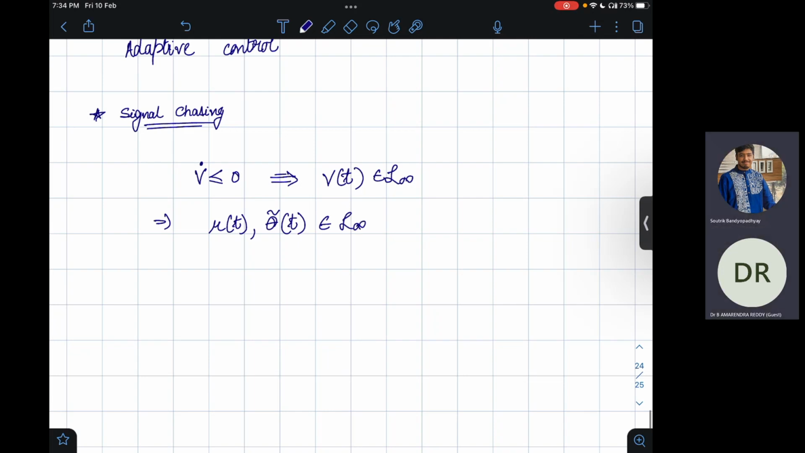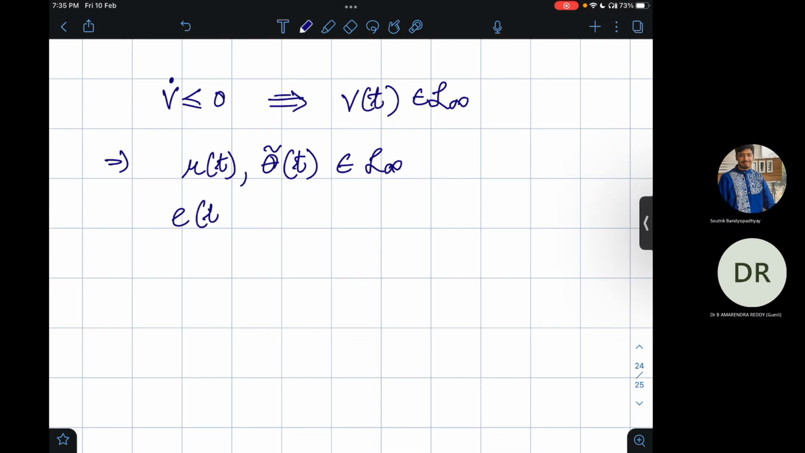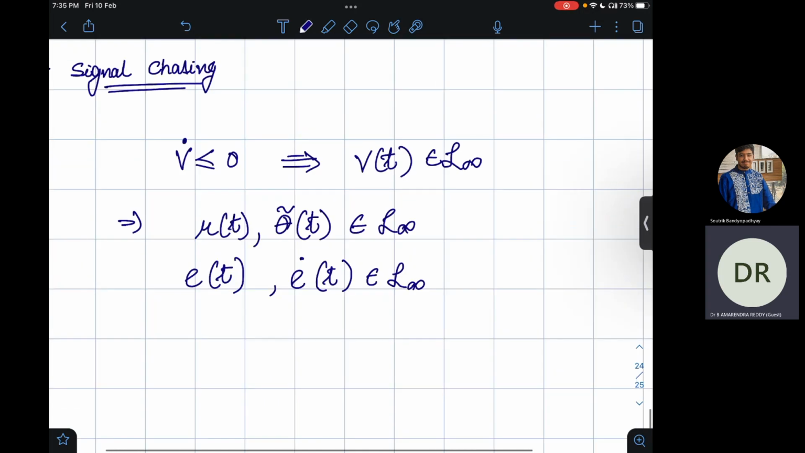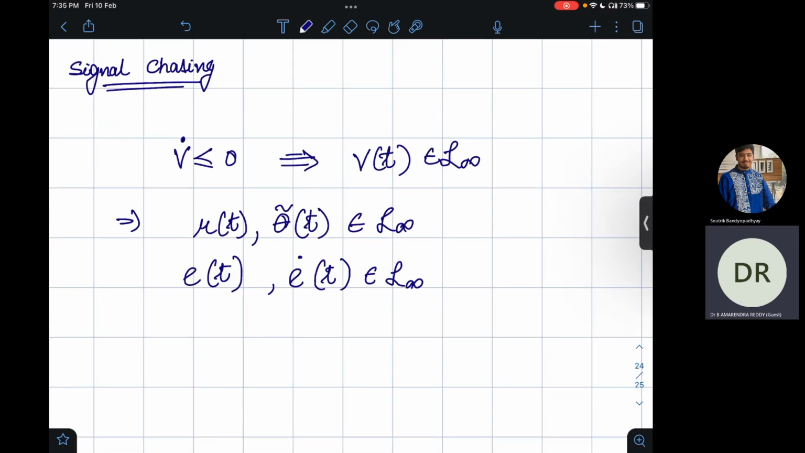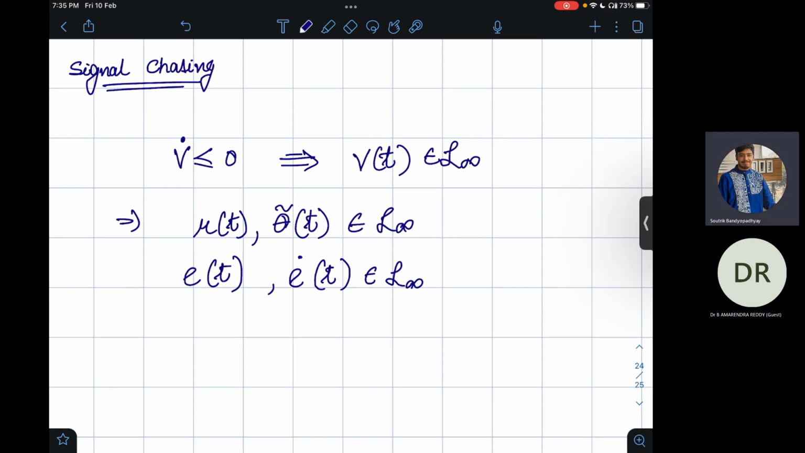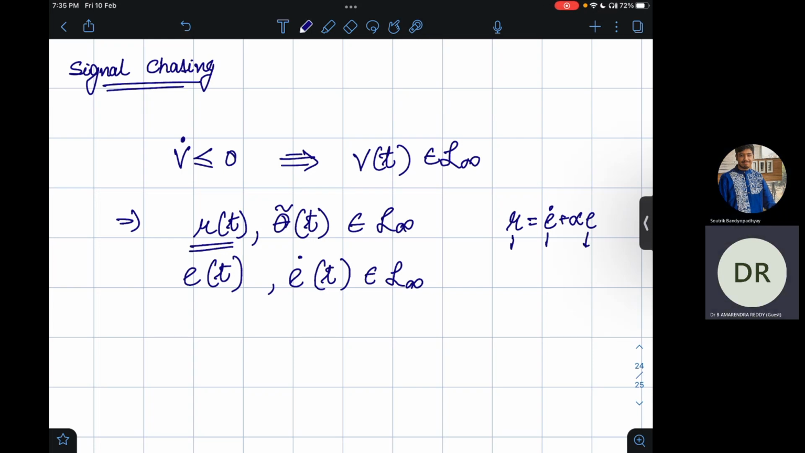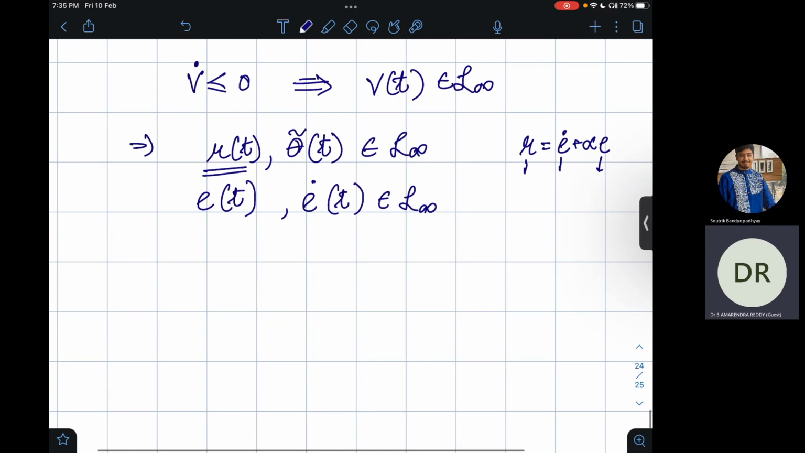This implies E and E dot are bounded. Why do I say that? Since R is bounded, v dot is less than or equal to 0, which means v dot is finite. So v dot is a function of E and E dot. Specifically, it's a function of R, and R was nothing but E dot plus alpha E. R bounded implies E dot must be bounded and E must be bounded, for a finite value of alpha.